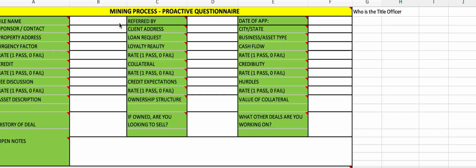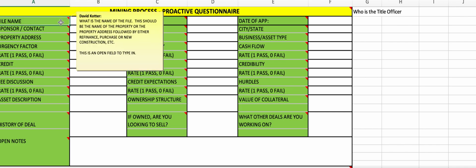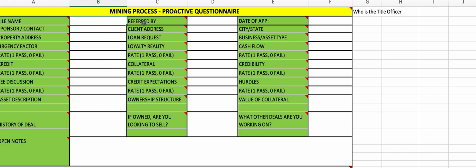vet some things out. So once you have a new inquiry, you're talking to the borrower directly and getting some of the information, this is what you'll do. The first thing is the file name. What is the name of the file? This should be the name of the property or property address followed by either refinance, purchase, or new construction. So again, that's how you're going to name this.